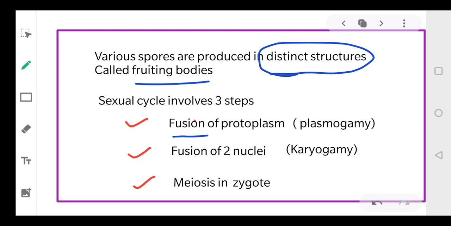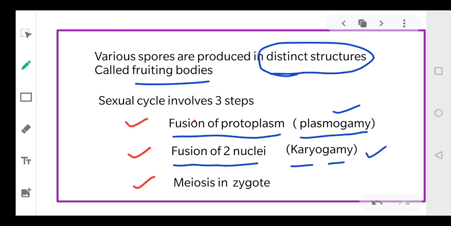First, there is a fusion of protoplasm. Okay, the cytoplasm will fuse, and this process is called plasmogamy. Second, the 2 nuclei will fuse, and this fusion is called karyogamy. Karyo means nucleus and gamy means fusion. So it is the fusion of 2 nuclei. So first there is a fusion of protoplasm, which is called plasmogamy. Second is a fusion of nuclei, which is called karyogamy.